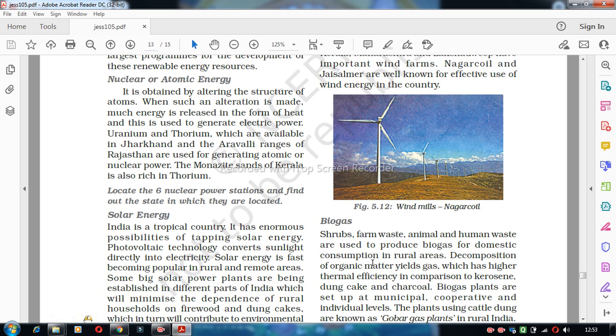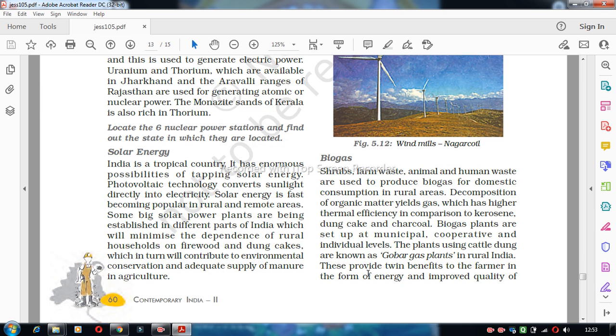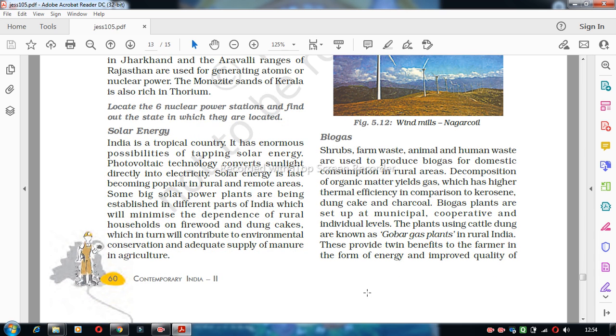Next, biogas. The shrubs, farm waste, animal and human waste are used to produce biogas for domestic consumption in rural areas. Decomposition of organic material yields gas which has high thermal efficiency in comparison to kerosene, dung cake and charcoal. Biogas plants are set up for multi-purpose use through municipal cooperatives and at the individual level. The power which is produced is used for domestic and other purposes.